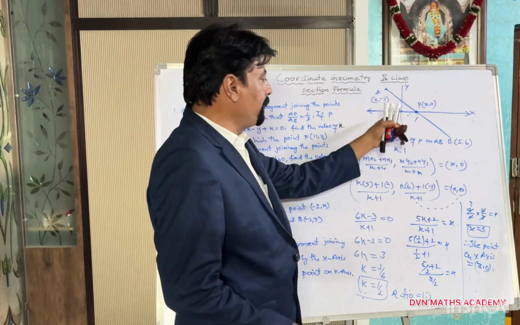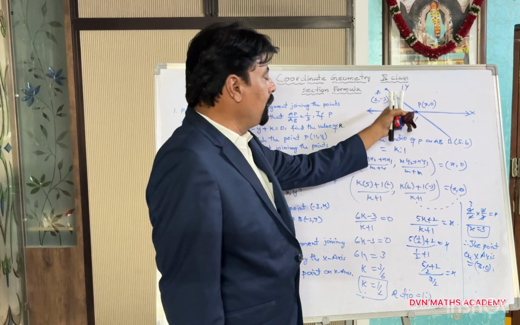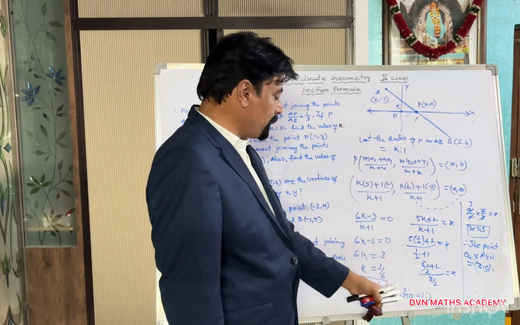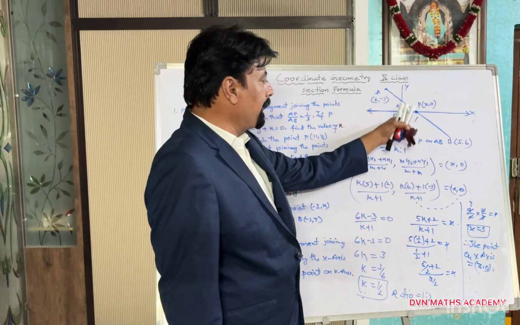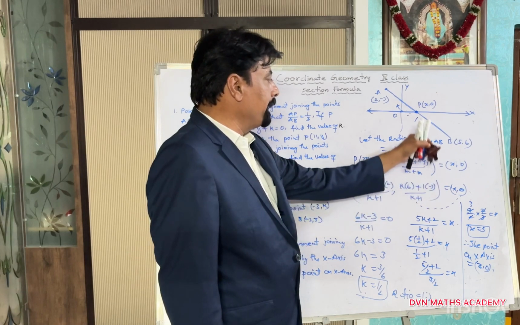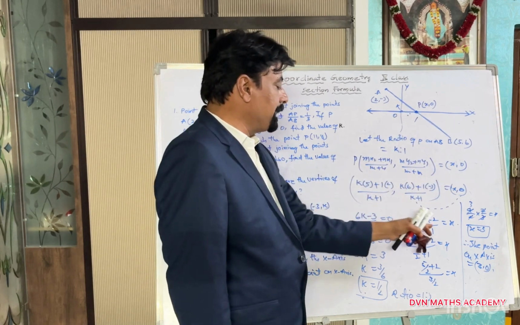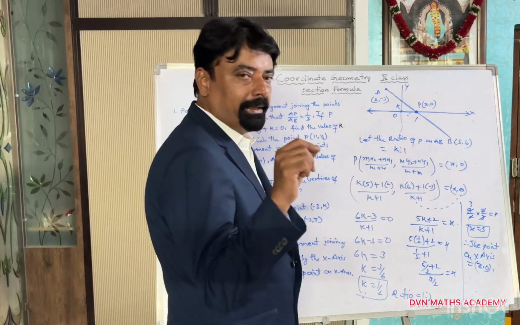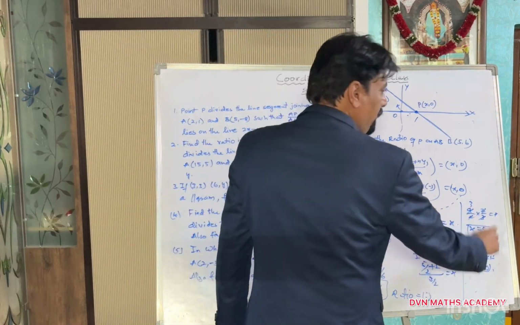There are two questions. The first one is to find the ratio in which the x-axis divides AB. That I got as the ratio 1:2. After getting the ratio, if you substitute the k value in the x coordinate, then directly you will get the value of x, that x is equal to 3. Therefore, he is asking for the point on the x-axis, that is 3 comma 0.